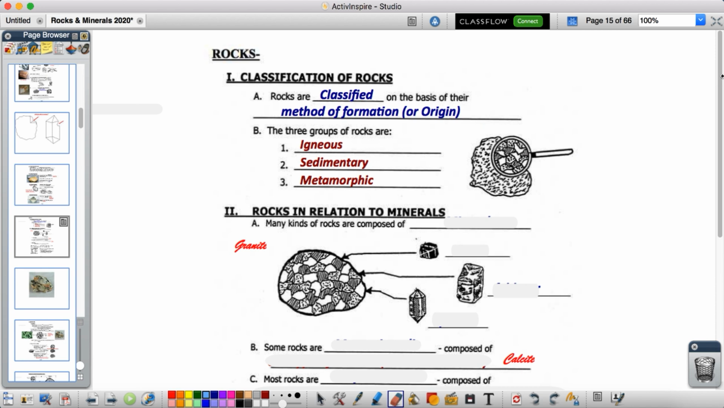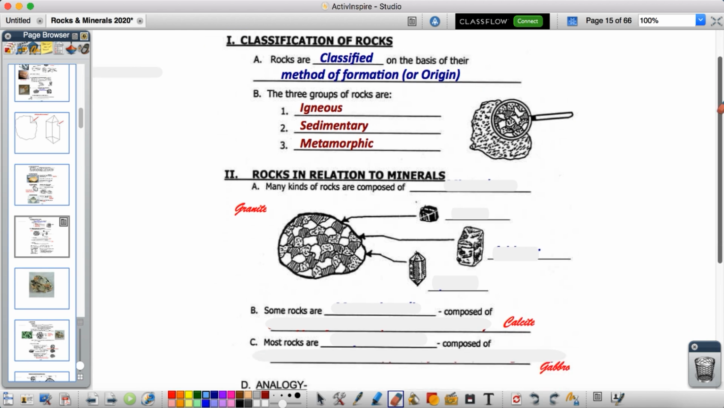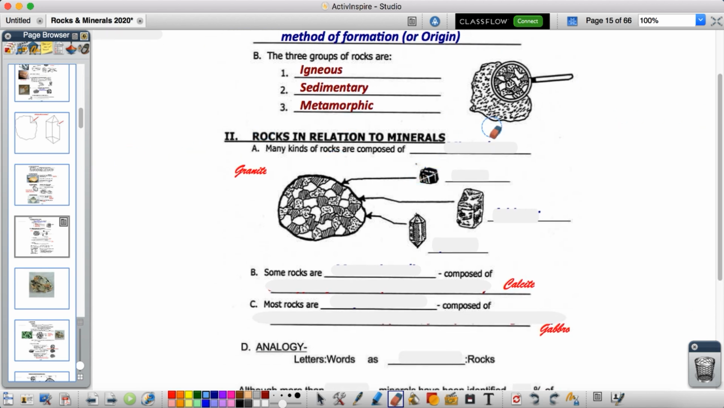Now let's take another look at just general stuff about rocks. Rocks in relation to minerals. Now, most rocks are composed of minerals. Most rocks, okay? There are some that aren't, like coal, for example, but most rocks are composed of minerals. Now, if you look at this diagram of this piece of granite, it shows that this piece of granite here is made of three different kinds of minerals in this particular case.